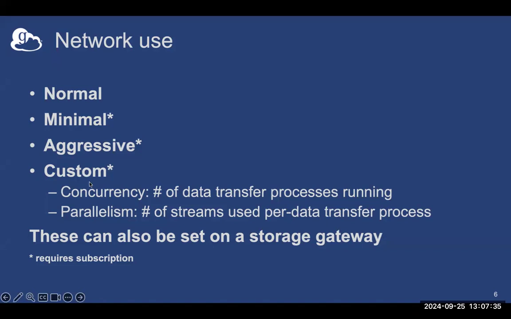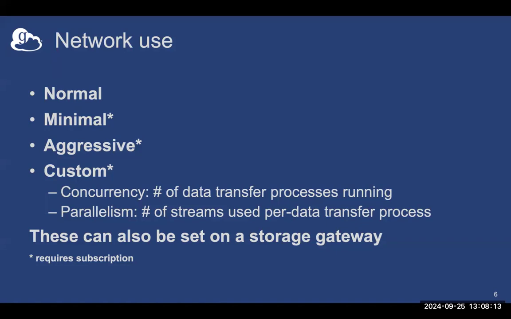For the purpose of Globus, the words concurrency and parallelism sound very similar in what they might mean. In this context, concurrency is the number of data transfer processes running. So if you have a really large transfer task, you might have half of the files being transferred by one process and then half transferred by another process. Those would be concurrent processes. And then within each of those processes, there's parallelism, which is the number of parallel data channels that you would have for each of those files that's being transferred.